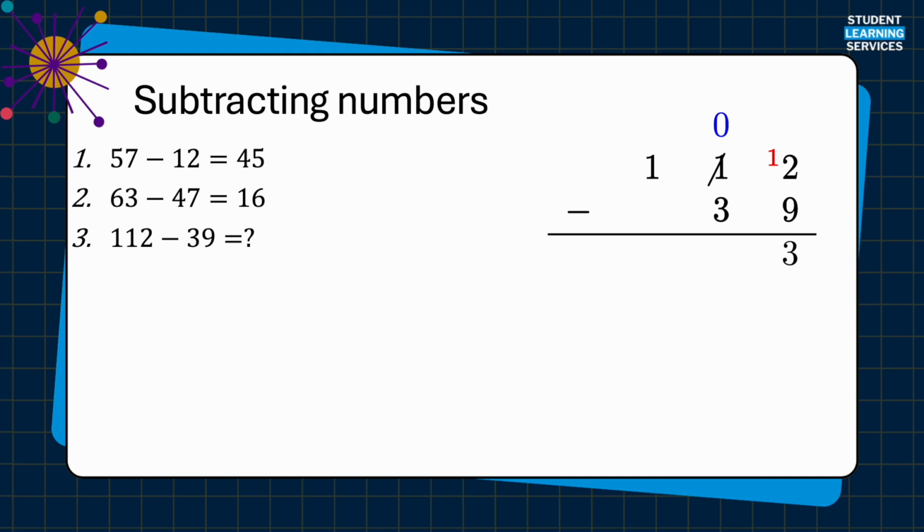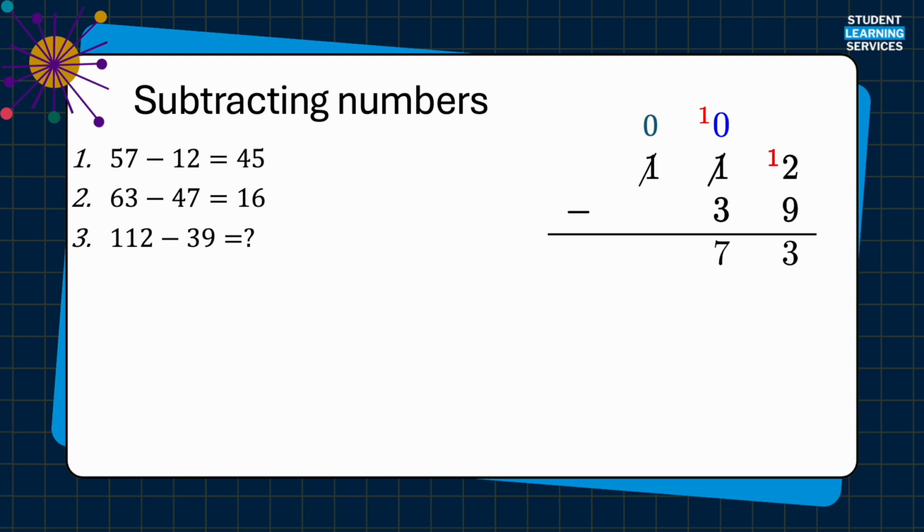Next, we will do the tens digit. 0 minus 3. Is that possible? No, it's not possible, so we will need to borrow another 10 from the hundreds digit this time. So the 1 in the hundreds digit gets reduced into another 0. Now we can do 10 minus 3.